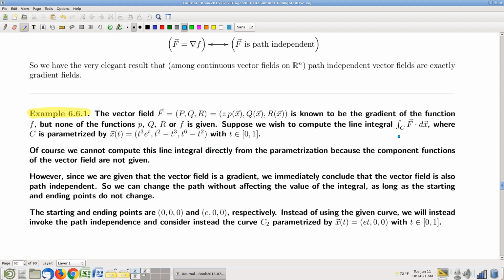All right. Here's the point, though. We know that our vector field is a gradient. Therefore, we know that our vector field is path independent. And therefore, I am at my liberty to change this path to any other path that I like. I mean, the sky's the limit. Pick your favorite path, with the requirement, of course, that the starting and ending points don't change.